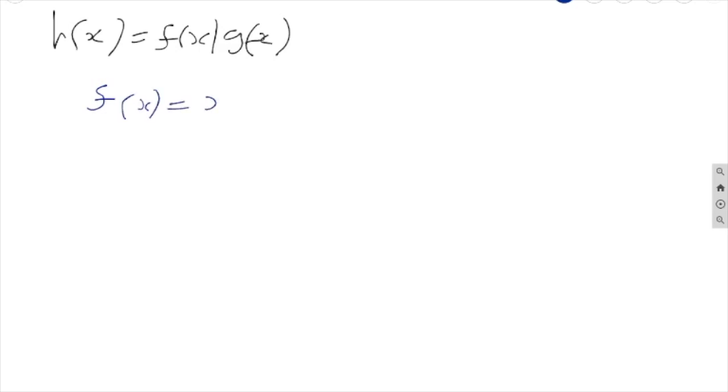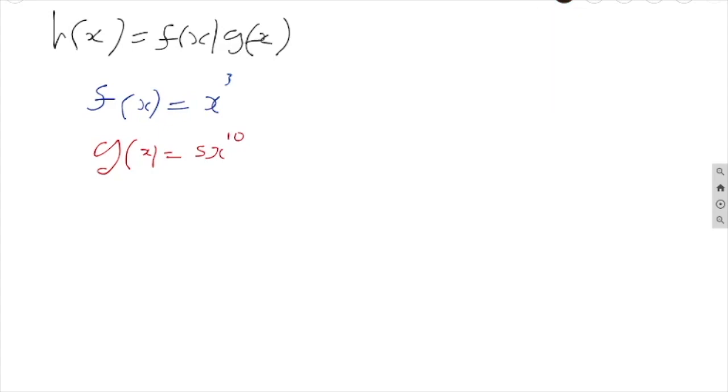Let's say we're looking for h of x, which equals some function f of x times some function g of x, and then we call our functions f of x equals x cubed and g of x equals 5x to the 10th power, shall we say.